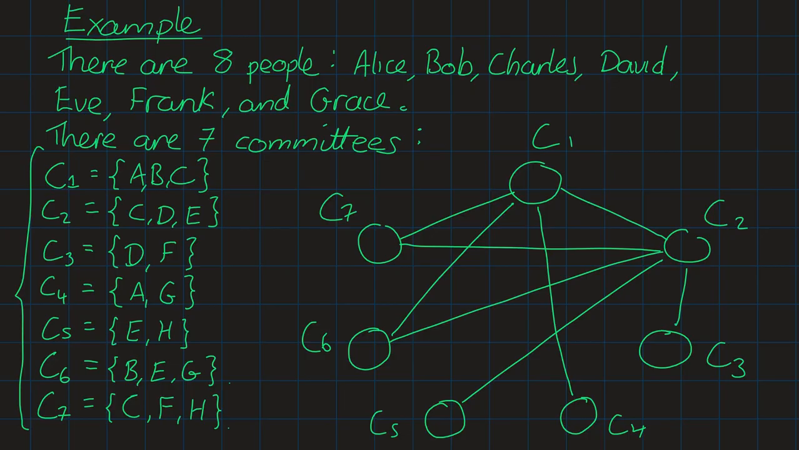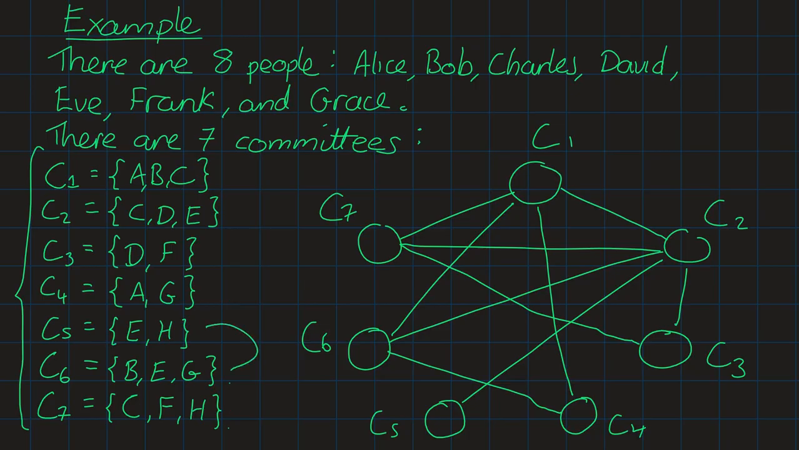So let's move on to C3. 3 and 4, no conflict. 3 and 5, no conflict. 3 and 6, no conflict. 3 and 7, Frank needs to be in both. So there's a conflict between 3 and 7. Okay? 4 and 5, no conflict. 4 and 6, Grace needs to be in both. So that's a conflict.